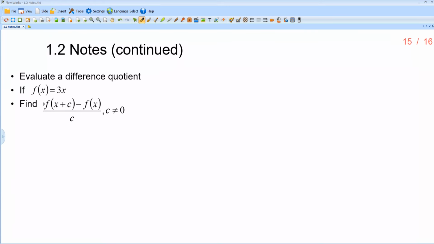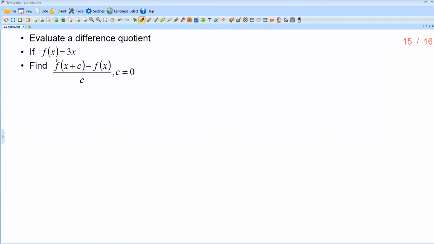Evaluating a difference quotient. So here, this is your equation for the difference quotient: f of x plus c minus f of x, all over c, such that c cannot be equal to 0. Again, rational function. And it tells us we're going to use the equation f of x equals 3x. So this first part, f of x plus c, all that is saying is substitute parentheses x plus c in for x.